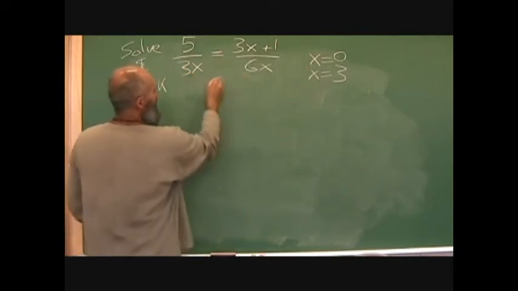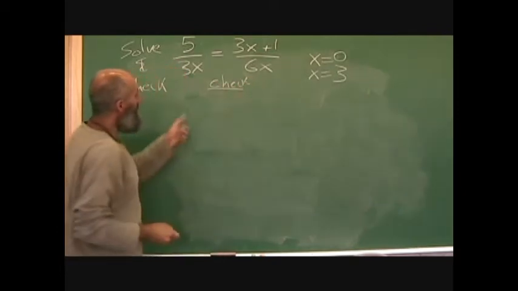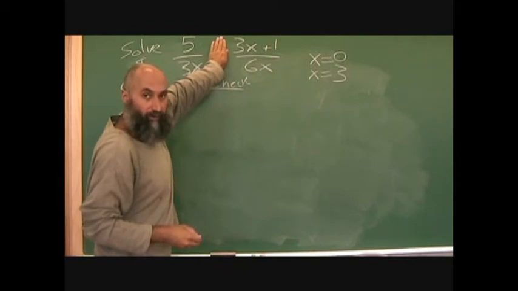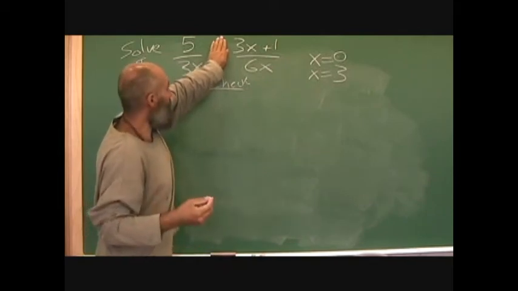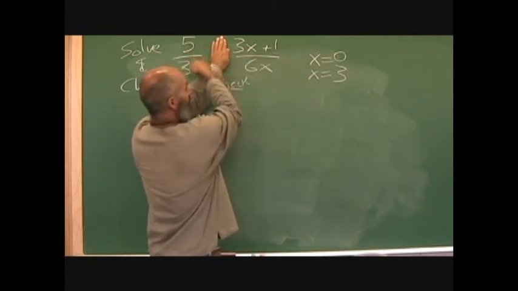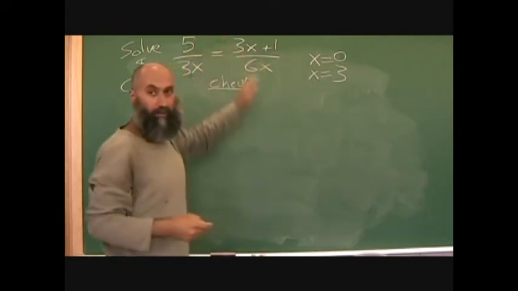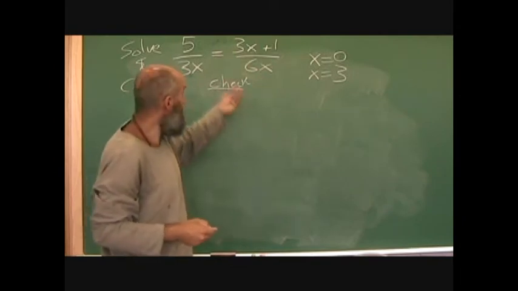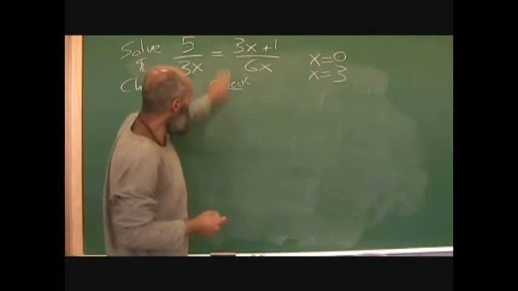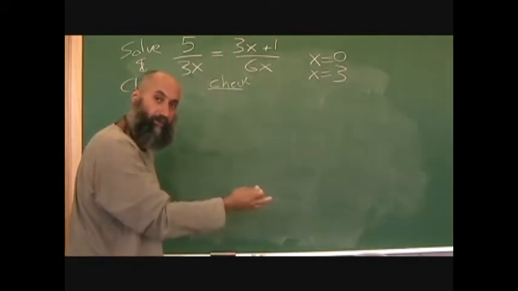The way you do a check is you just write down check, right? Now, when you're doing a check, you don't use the equal sign. What you're trying to do is see if when you plug in these numbers into the left side of the equation and into the right side of the equation, if the answers are going to work out, if one side is going to equal the other side.